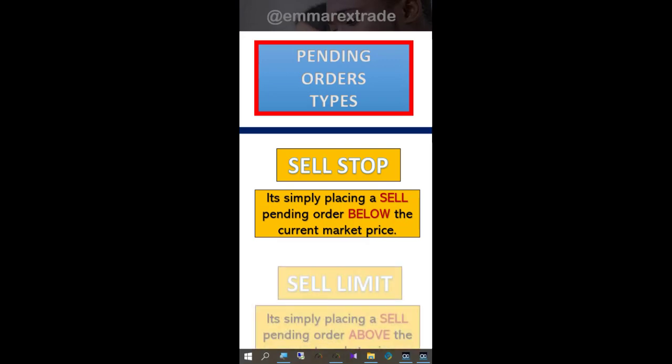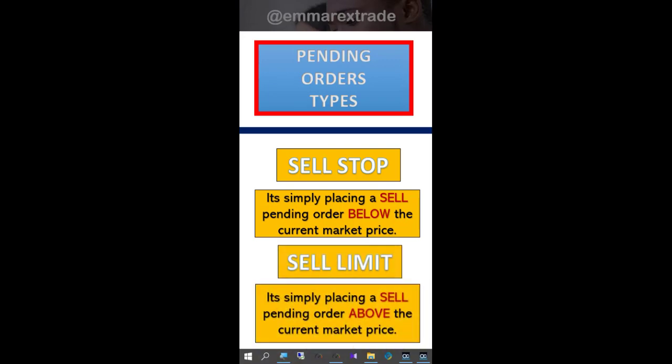Now the next one is the sell limit pending order. With the sell limit pending order, it is simply placing a sell pending order located above the current market price. So take note, please, both the sell stop and the sell limit are sell trades. But the difference is the sell stop is located below the current market price. The sell limit is located above the current market price.